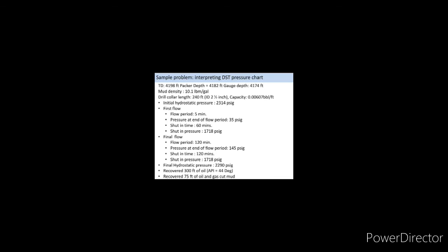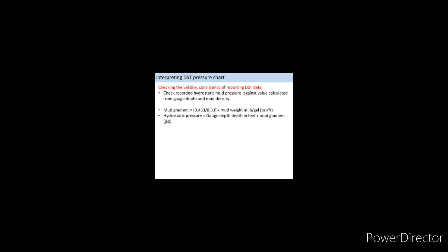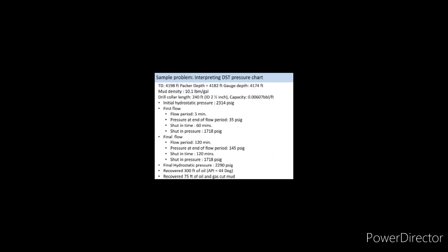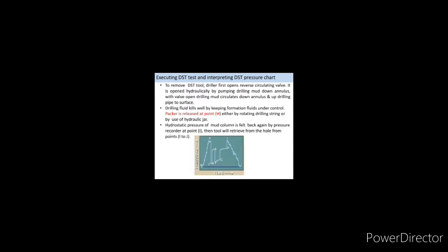So now we want to validate this data. How will we validate this? Suppose, from the pressure gauge, as you can see in this figure, at the B point we will have a pressure. So from the DST chart we can get the pressure at the B point. Now, is this pressure right or wrong? How can we check it?